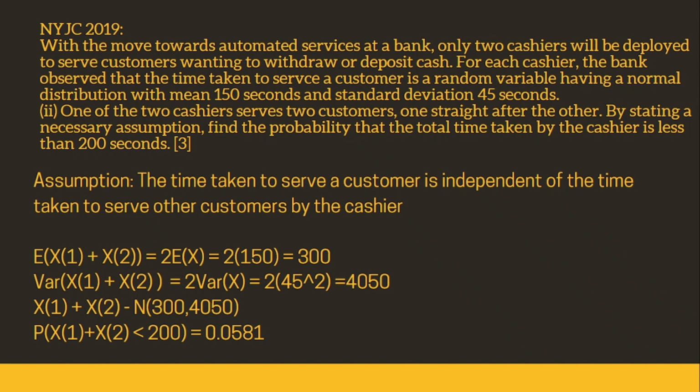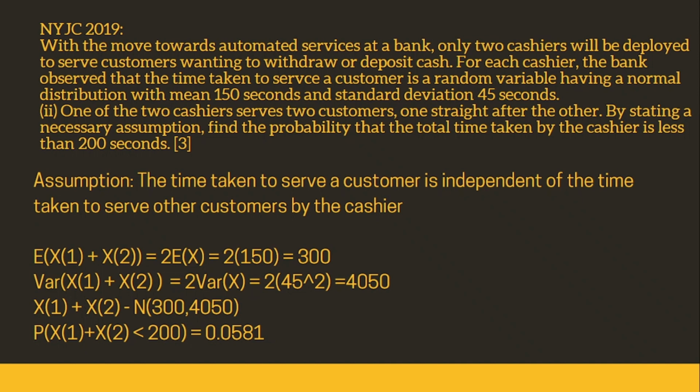Then for part 2, one of the 2 cashiers serves 2 customers, one straight after the other. By stating a necessary assumption, find the probability that the total time taken by the cashier is less than 200 seconds. So this is where we talk about assumptions. Whenever we have assumptions, the assumption will be that the first measurement is independent of the second measurement. So in this case, we need to conceptualize it to the question. So the time taken to serve a customer is independent of the time taken to serve other customers by the same cashier. So that's usually the assumption we make. Whatever the context, it will always be something related to independence.